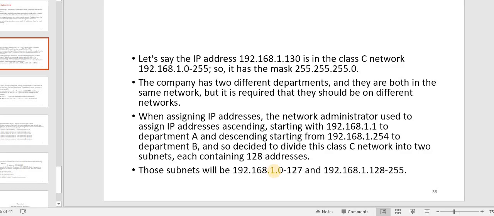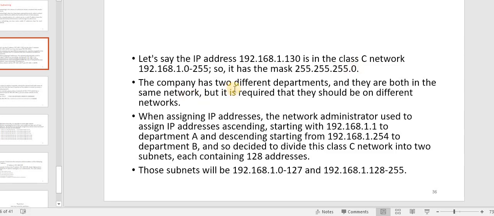To show you how subnetting works, let's see a simple example. So let's say the IP address 192.168.1.130 is in a class C network from the range .1.0 to .255 because it is a class C network. So these 3 octets are used as a network ID and the last octet is used as a host ID. So it has the mask of 24 bits for the network, which is set all to 1, and the last octet all set to 0 as a host ID.